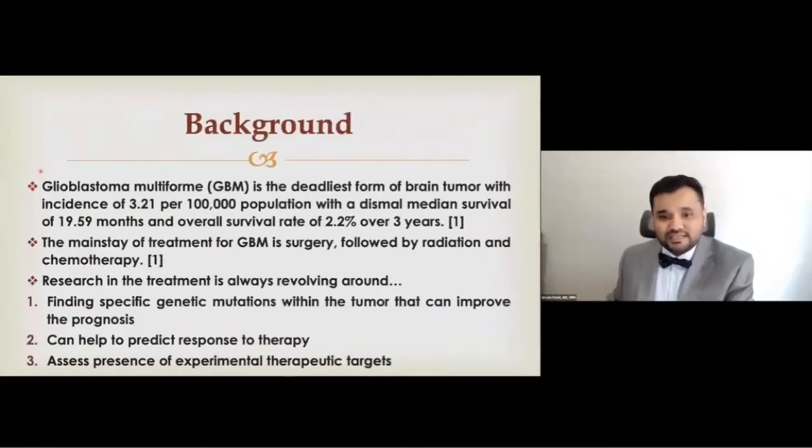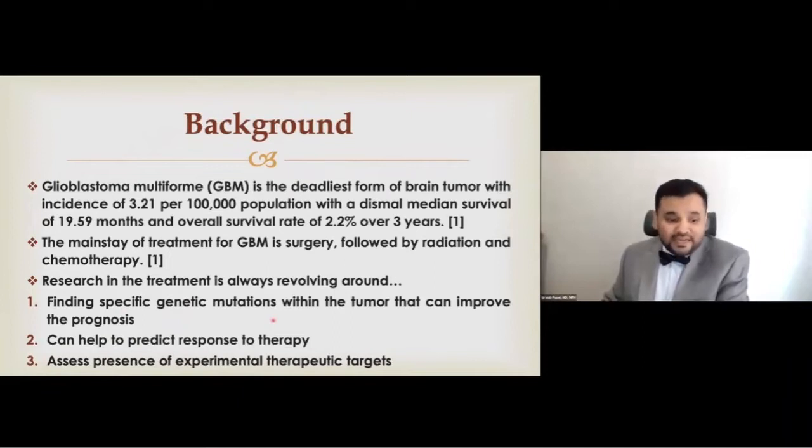Glioblastoma multiforme is the deadliest form of brain tumor, with an incidence of 3.21 per every 100,000 population, a very low median survival of 19 months, and an overall survival rate of 2.2% over 3 years. The mainstay of treatment is always surgery followed by radiation and chemotherapy, but research in the treatment is always revolving around three important aspects. Number one is specific gene mutations within the tumor that can improve the prognosis.